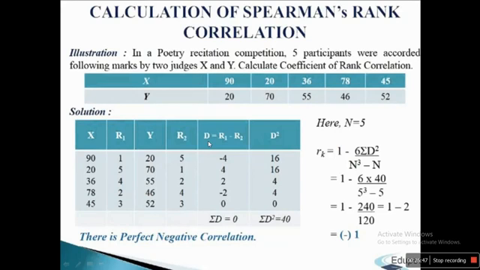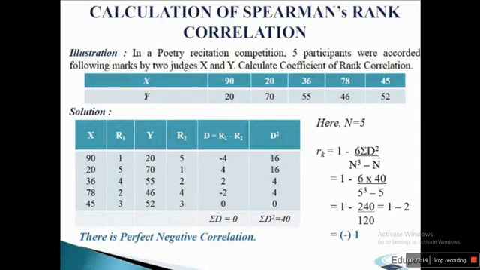Now what we are doing? We are finding out the value of D, which is equal to rank 1 minus rank 2. So rank 1 is 1, rank 2 is 5. So it becomes minus 4. Similarly 4, 2, minus 2 and 0. So you will find that finally sigma D is always 0. Now we are trying to find out the square of D, which is 16, 16, 4, 4 and 0. So summation of D square is 40.